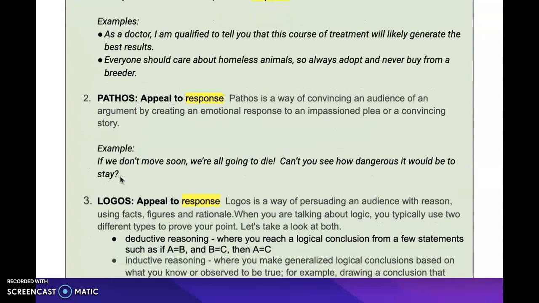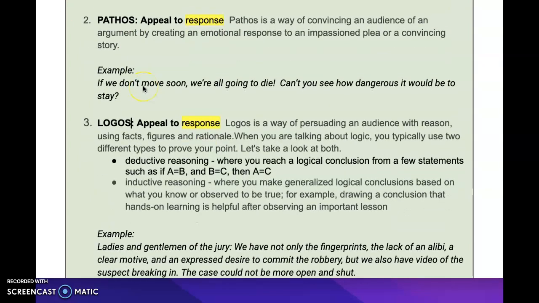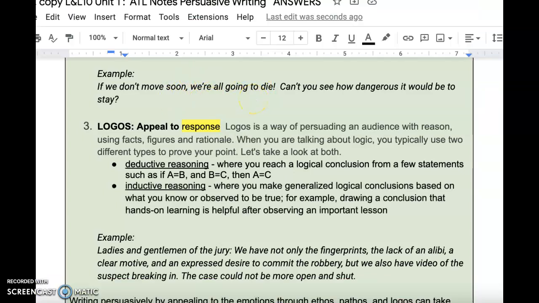The next way is called pathos, which means to appeal to emotions. So you'll write the word emotions right here. Pathos is a way of convincing an audience of an argument to create an emotional response to an impassioned plea or a convincing story. An example would be, if we don't move soon, we're all going to die. Can't you see how dangerous it would be to stay? That is a very emotional response.